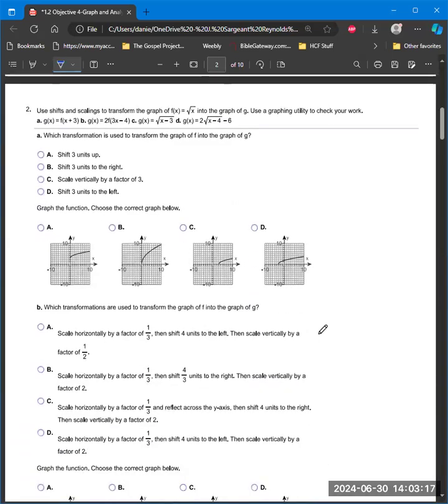Now we have transformations of the square root of x. G of x is equal to f of x plus 3. So we're going to shift 3 units to the left. That's going to look like d. Then g is going to scale horizontally by a factor of 1/3 and shift 4/3 of a unit to the right.